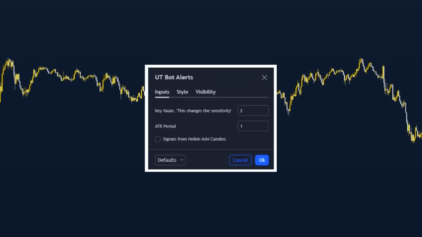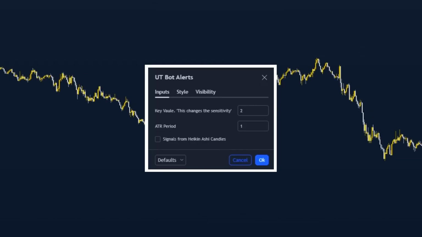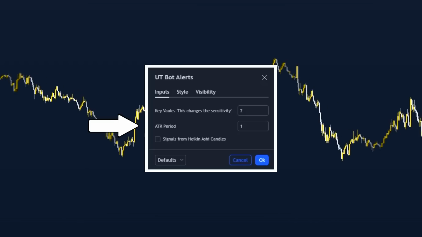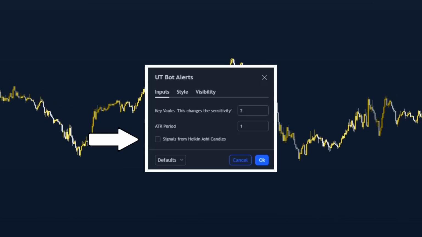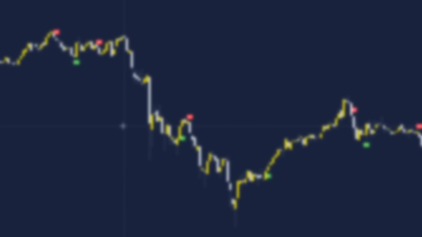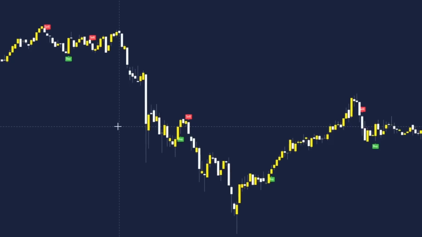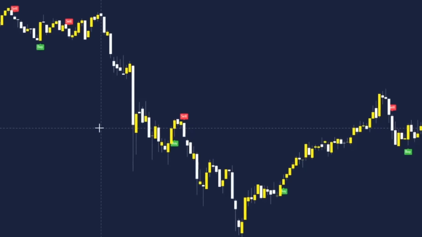Click on the settings for this indicator, and for the key value, we're going to set that to 2. This changes the sensitivity overall of the buy sell indicator, and for the ATR period, set that to 1. Make sure that you have the signals from Heikin-Ashi candles turned off, and on the style, I have turned off the bar colors. This buy and sell indicator is by far one of the best, and these are some of the best settings that I've found for getting perfect entries when other confirmations align with it.